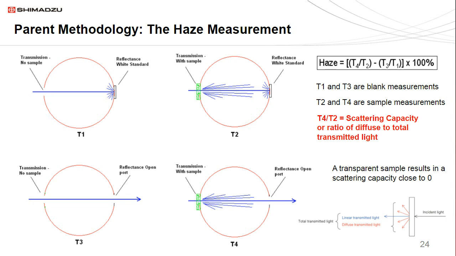We're going to simplify this to just two measurements because we don't need to be terribly quantitative about this, so we don't need the two blank measurements. So we're going to use T4 and T2 as the scattering capacity, and this is basically a ratio of the diffuse scattered light to the total transmitted light. And as you can see here, if you have a sample that's totally transparent and doesn't scatter, you're going to be reading 0. If you have a sample that's fairly opaque and totally scattering, you're going to read 100%.